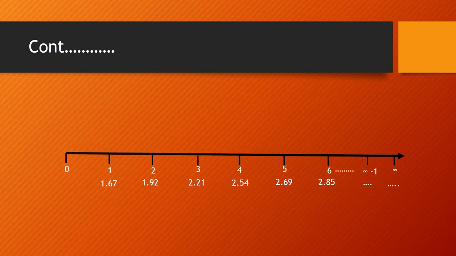Now, see this number line. We have already calculated D1, so this amount will be your D1. This amount, 1.92, we have already calculated to be D2.